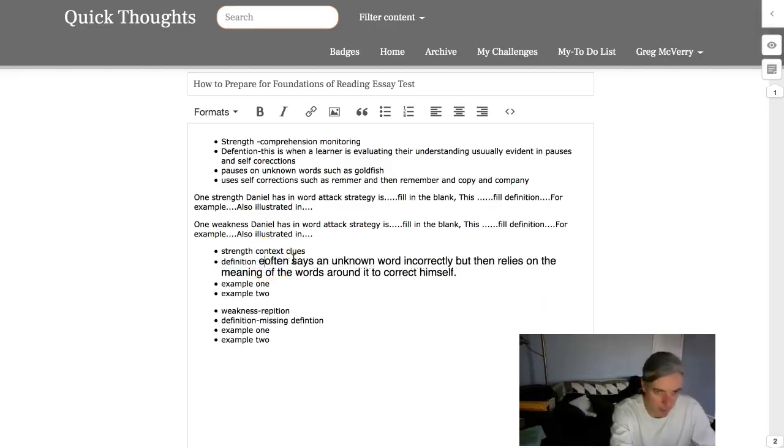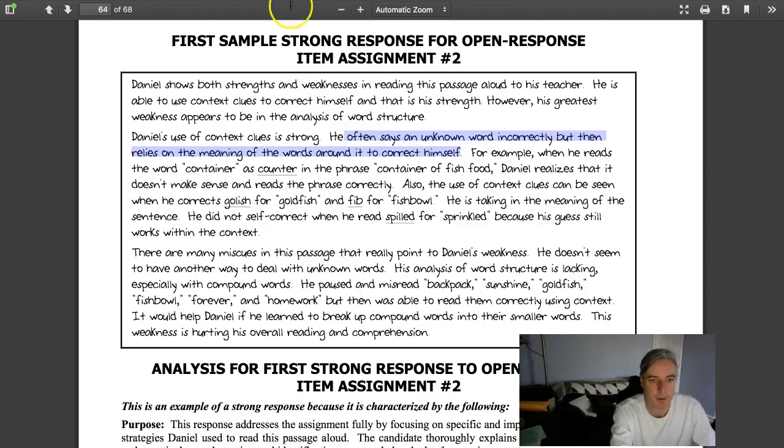All right, so right there you have a definition. Let's look for example. For example, when he reads container's counter in the phrase container of fish food, Daniel realizes that it doesn't make sense and he reads the phrase correctly. Also, use of context clues can be seen when he corrects goalish for goldfish and fib for fishbowl. He is taking meaning of the sentence. He did not self-correct when he reads spilled for sprinkled because his guess still works with context.